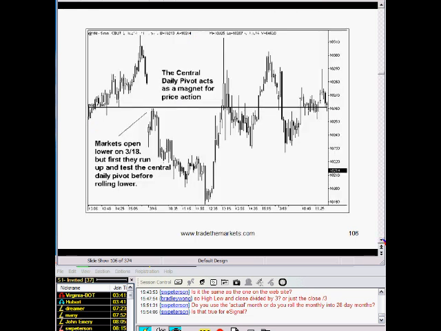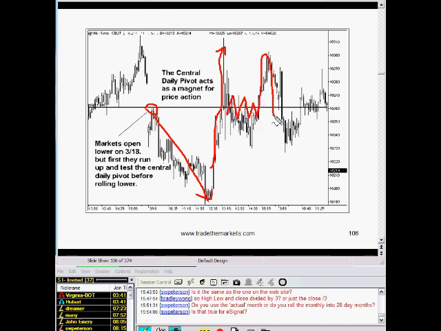So let's take a look at this chart here. That chart that we just looked at, here it is with just the pivot. You can see the markets on this particular day gap down right near the pivot. They push lower. But now they can't resist, so they come back and test the pivot and push higher. And then they spend a lot of time right here trading around the pivot, come back up, come back down to the pivot, trade around the pivot, and close right on the pivot.